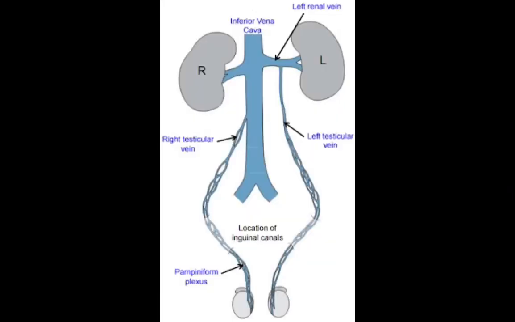The right testicular vein drains into the inferior vena cava, and the left testicular vein drains into the left renal vein. Is it clear, everybody?